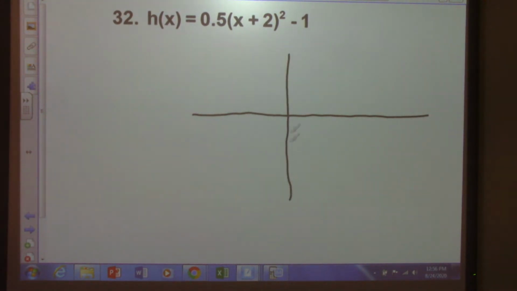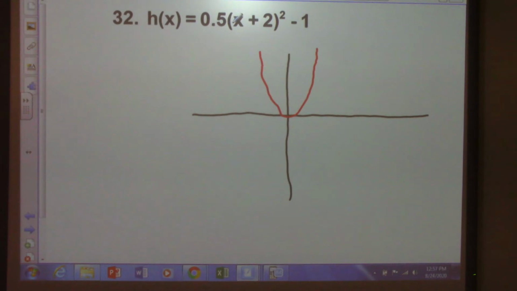So the first thing I'm going to do before Katie moves it, your parent function is going to be y equals x squared, right? So here's y equals x squared. How do we transform this function? Well, you're going to go down because it's -1, so just go down 1.